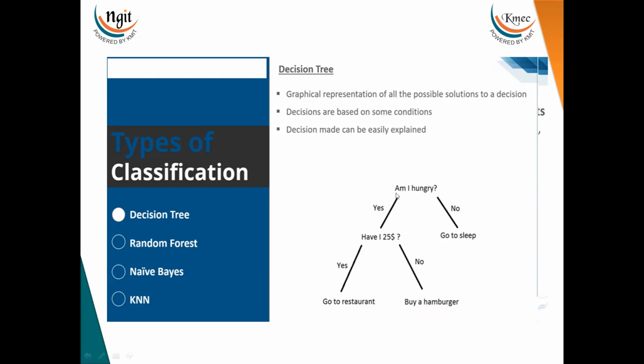Otherwise, if I'm feeling hungry, I have the option to go to a restaurant or buy a hamburger. To go to a restaurant, I should have a minimum of $25 in my hand. If I do, I can go to the restaurant. Otherwise, I have to buy a hamburger. So I have divided my data into different classes as per the conditions. In this way a decision tree works, and we have discussed an example of how to construct one.